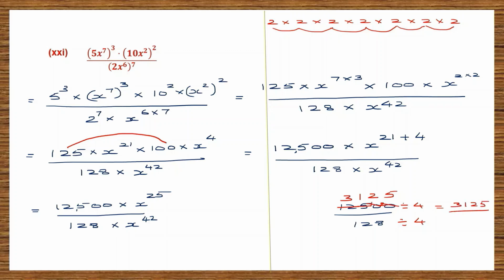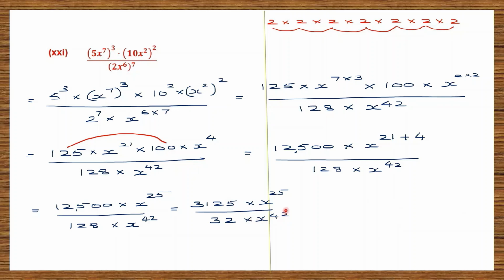Similarly, the denominator also, let's divide by 4. 12, we have 4 threes are 12 and 8, 4 twos are 8, that's 32. So the numbers we've got here, 3,125, and we write into x to the power of 25, and here we have 128, which we have divided and got 32 into x to the power of 42.